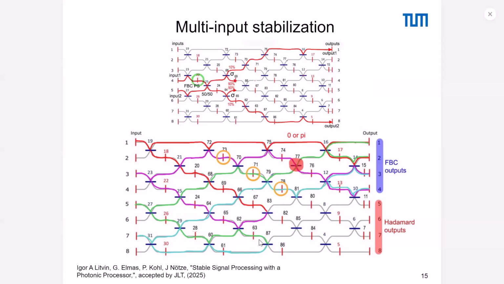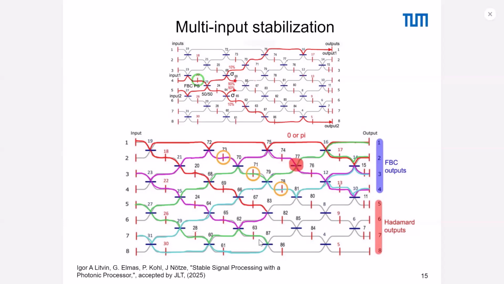So what are we trying to do? We have inputs 1, 3, 5, and 7, and we're trying to equalize the phase between them. So how? Half of the photonic processor we use as feedback control outputs, to analyze the phase and make feedback control. And the other half of the photonic processor we use for signal processing. In our case, this is Hadamard transformation 4.